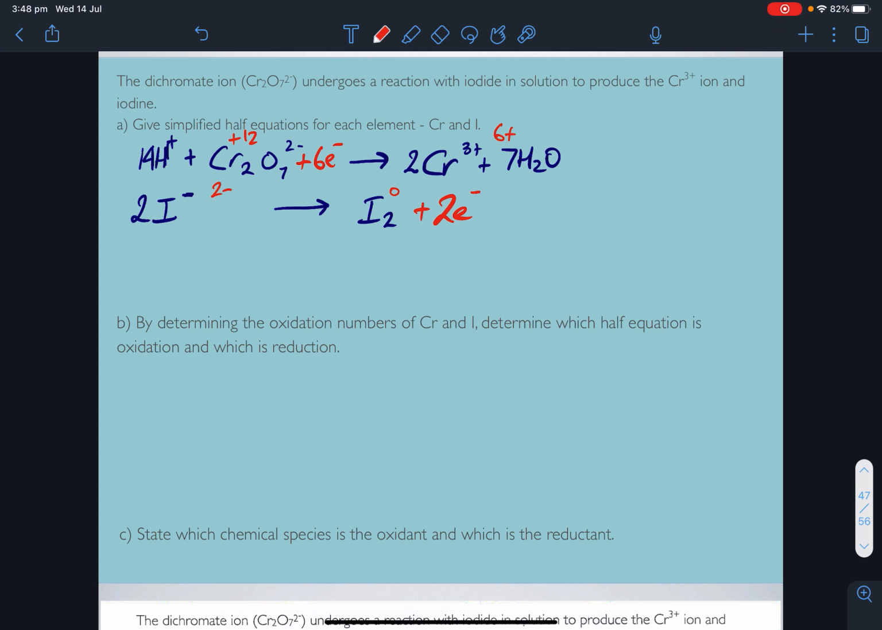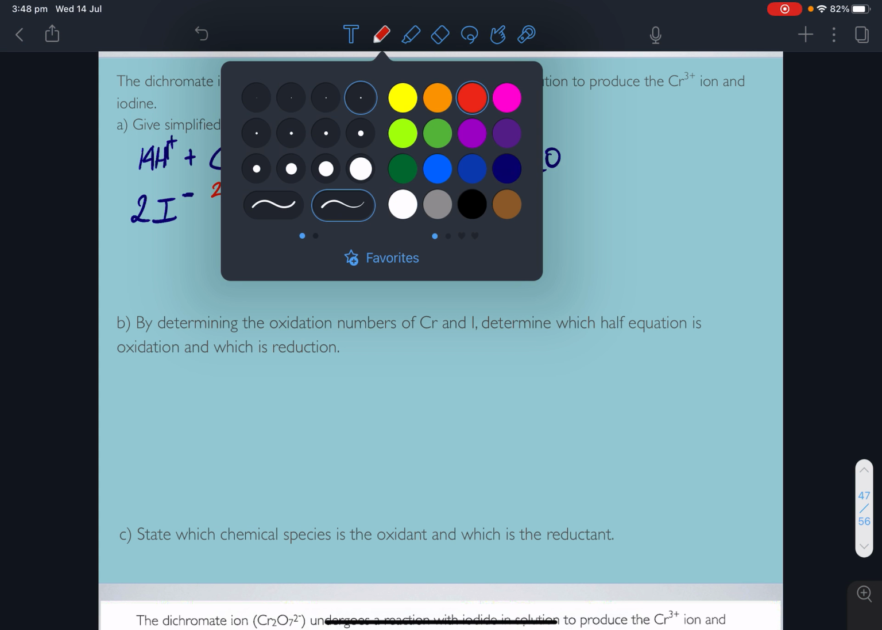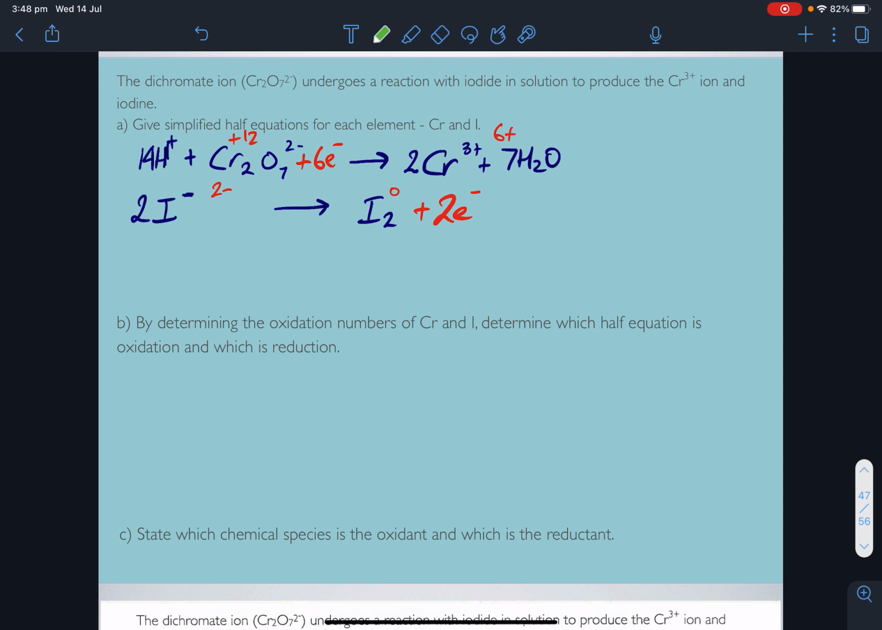By determining oxidation numbers, determine which half equation is being oxidized and which is reduced. I'm going to scribble this on top. I might change my colour to green. Is it distinctive against the blue? Maybe a dark green. So the chromium in dichromate, let's do it under here. Let's determine the oxidation number of chromium in dichromate. The charge on the ion is going to equal 2 times the oxidation number of chromium plus 7 times oxygen.